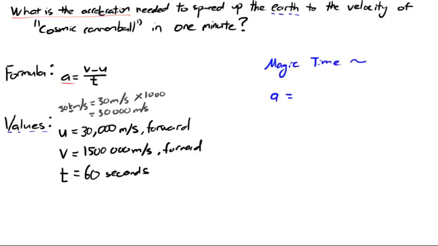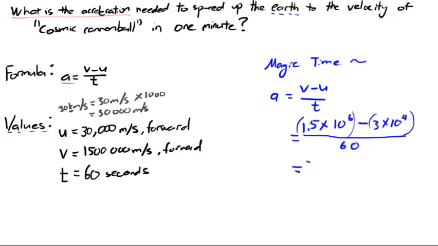A equals V minus U divided by T. Substituting the values, the answer is 24,500 meters per second squared. And the direction of the acceleration is not towards left, not towards right, but forward of course.